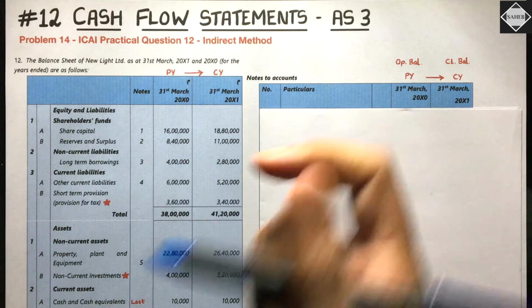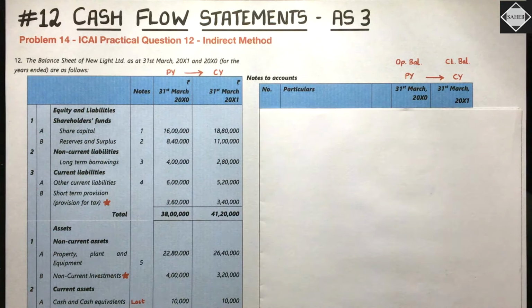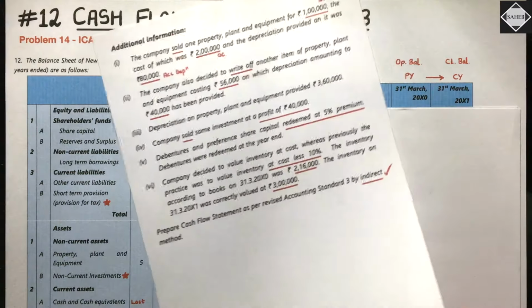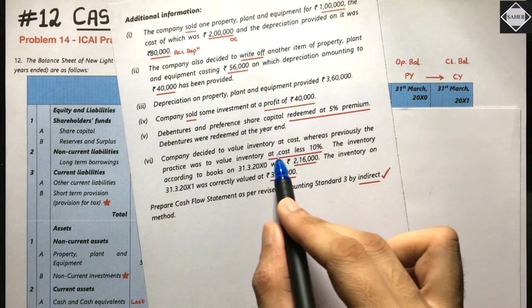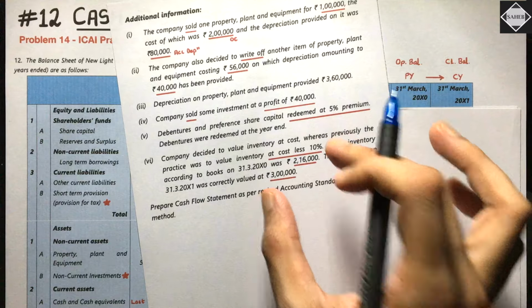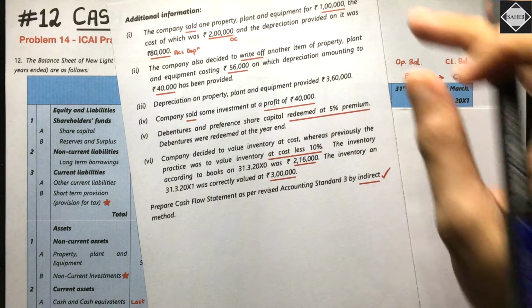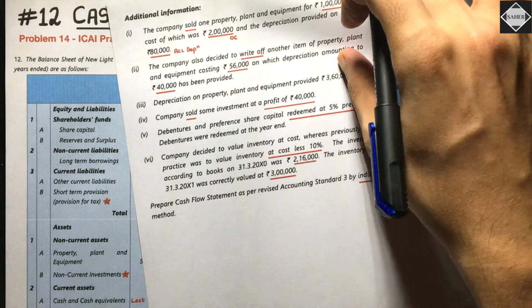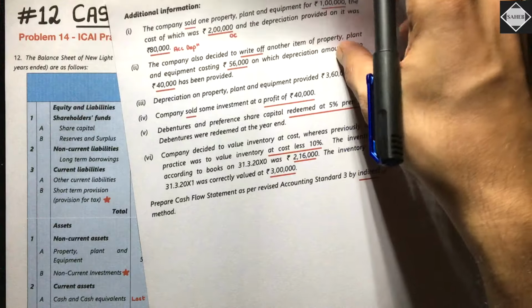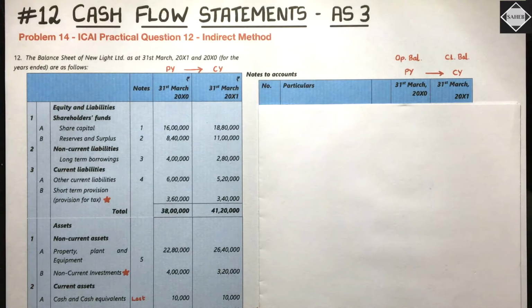Now the main thing about this question is that we have an inventory valuation adjustment. See here, the company decided to value the inventory at cost and all. This is an important adjustment that you have to understand properly, and it's a full-fledged question. Everything is there in this question. So let's first analyze this question, then we'll solve the working notes, and then we'll see the solution.